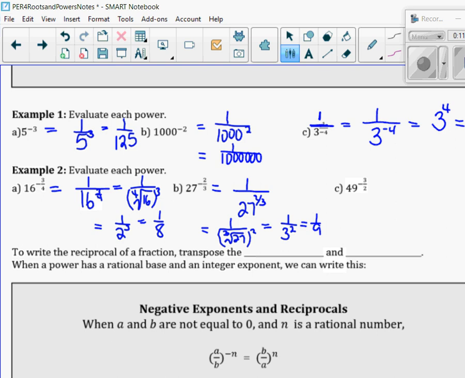Is there a question? Okay, let's do the next one. This is 49 to the power negative 3 over 2. First step, write it as 1 over 49 to the power 3 over 2.